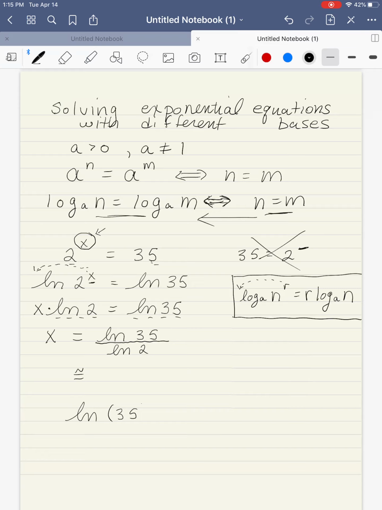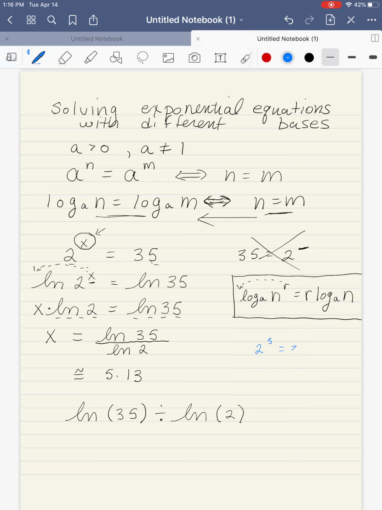So what you're going to do is use your ln key. It will open a parenthesis. Type in the 35. Be sure to close that parenthesis. Then do your division. Put in another natural logarithm. It will open a parenthesis, close that parenthesis, and then hit enter. And if I do that on my calculator, I'm going to just round it to the hundredths place, I see that I get 5.13.